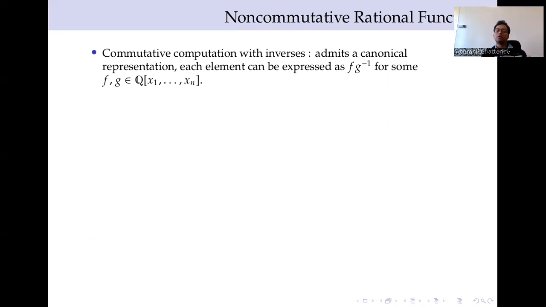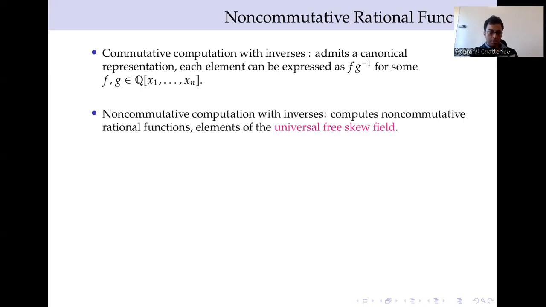Now suppose we are using division, or equivalently the inverse gate. Even in the commutative setting, we can use inverse gates, more than one inverse gate. It computes commutative rational functions, and it has a canonical representation: any commutative rational function can be represented as a ratio of two commutative polynomials. So if you want to test whether a commutative rational function is zero or not, it essentially reduces to commutative PIT. But in the non-commutative setting, when you introduce inverses, it becomes very complicated.